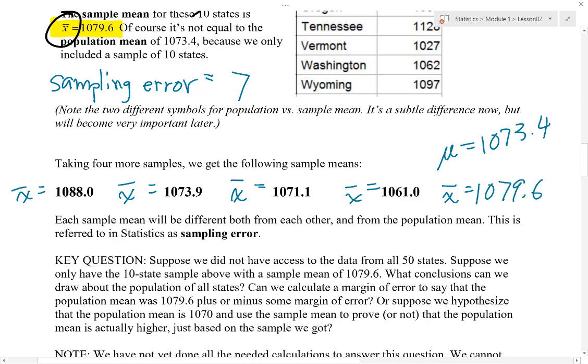So the sample means are going to differ because every time you shuffle, look at it as shuffling cards. Every time you shuffle the deck and you pick the top 10, you're going to pick different cards. You're going to pick different states. And that's really all that's going on here. That's the key point here.